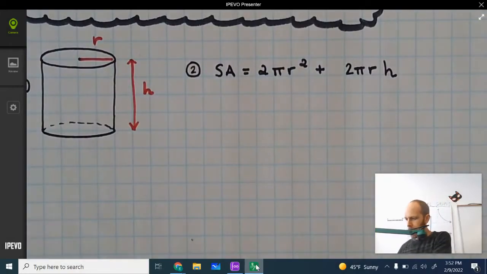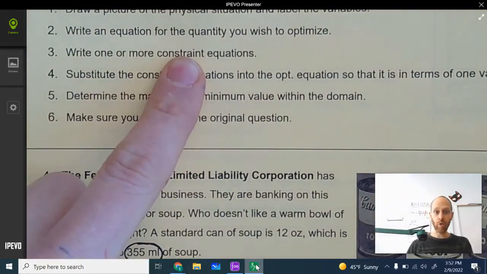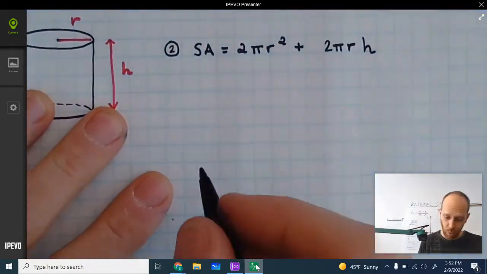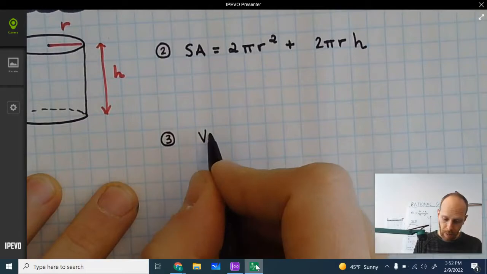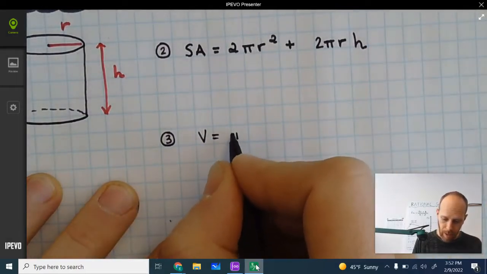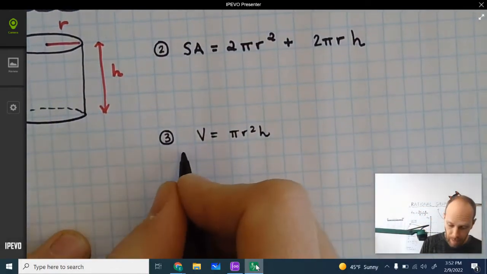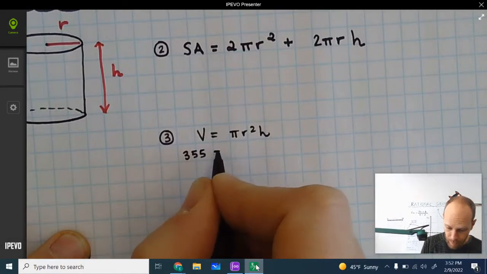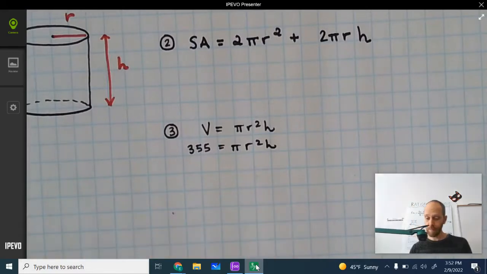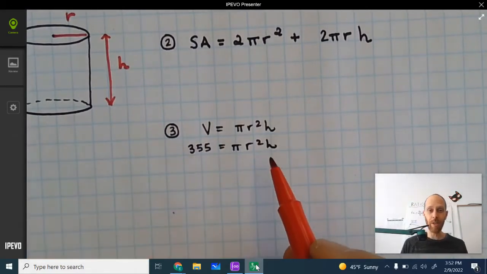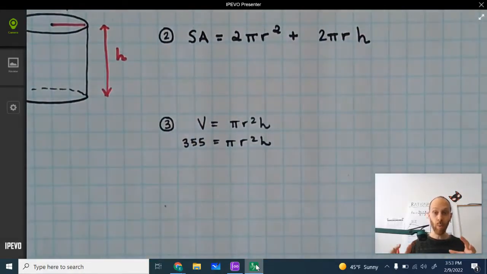Now, the third step, anytime you are doing an optimization problem, is to write one or more constraint equations. And here's our constraint equation. It involves the volume. Now, the volume of a cylinder is pi times the radius squared times the height. And we know what our volume needs to be. It needs to be 355. So 355 equals pi r squared h. That's our constraint equation. Now, the next thing that we do is we take that constraint equation and we use it to take our minimizing equation and get it down to one variable.